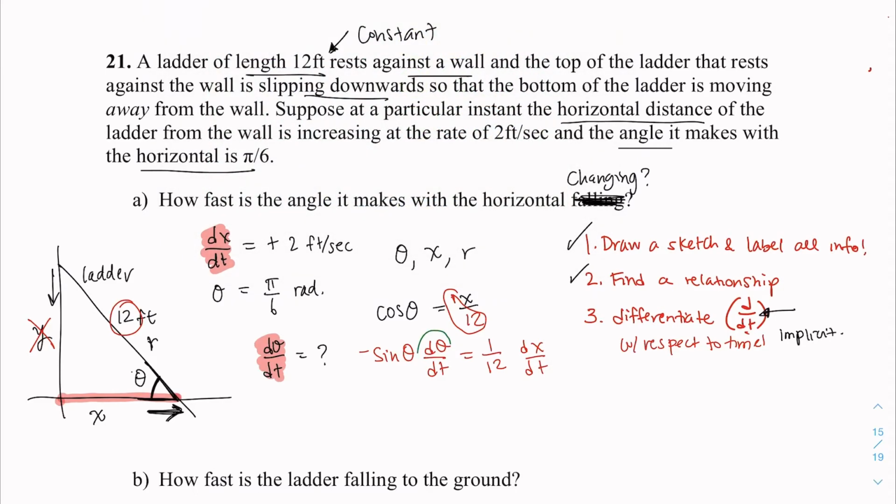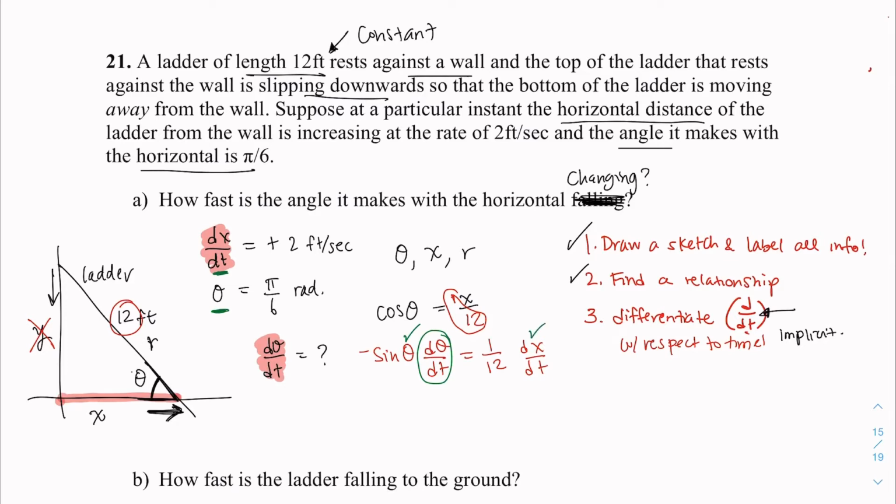We want to find out what d theta dt is. That means that everything else in this equation should be already provided, and we should be able to plug it in. So let's see, do we know what theta is? Yes, we do. It's right here. Theta is pi over 6. Put a check mark. Also, do we know what dx dt is? Sure, that was the first piece of information they gave us. It's positive 2, so put a check mark.